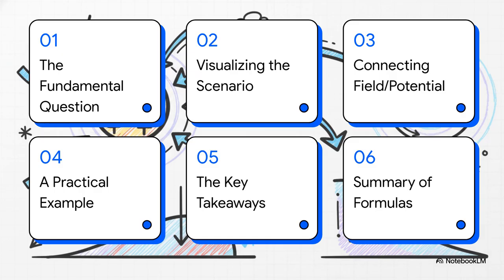So here's our game plan. We'll start with a fundamental question, then we'll get a picture of what's going on by looking at a key diagram. From there, we'll build the actual bridge connecting the field and potential, see how it works with a real-world example, and then we'll wrap it all up with the most important takeaways and a quick summary of the formulas. Sound good? Let's jump in.